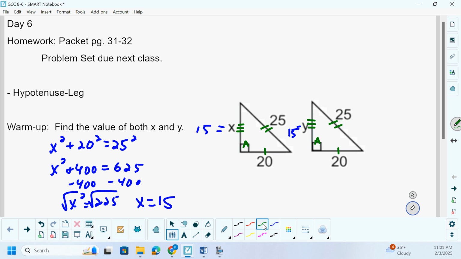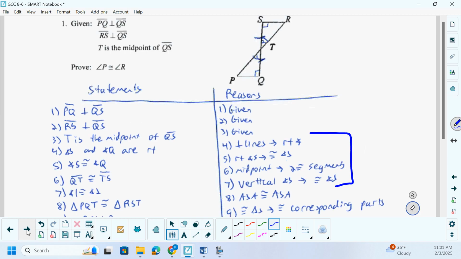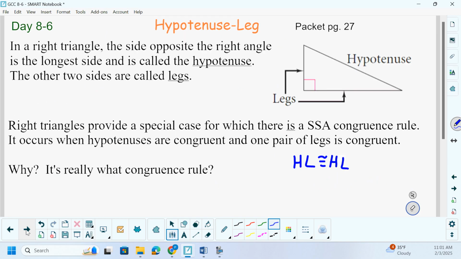Now really, what's happening here is because we could do Pythagorean theorem, notice we could do this with side, side, side, or we could have side, angle, side now. So because of Pythagorean theorem, really the congruence rule we're eventually getting is either side, side, side, or side, angle, side. Now we won't have to do it all the way to get those. We'll just be able to say HL congruent to HL.